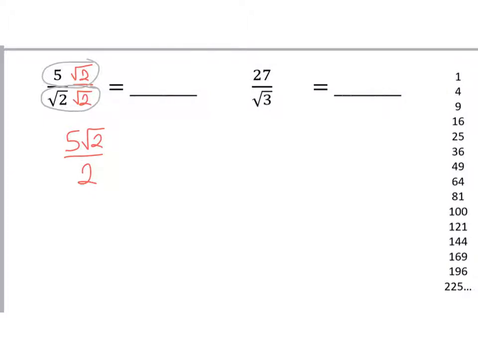Step 2 is to simplify. All you have to do to simplify is check your square root. Can I simplify this square root? No. Then look at this fraction, 5 over 2. Can that fraction be simplified? No. So we're done, right? If you can't simplify the square root or the fraction, then you're done. My answer is 5 square roots of 2 over 2.